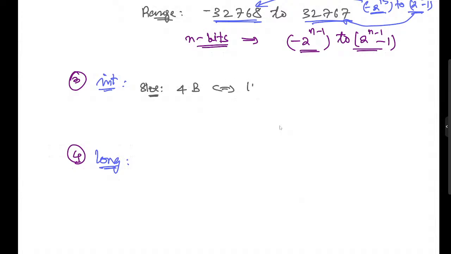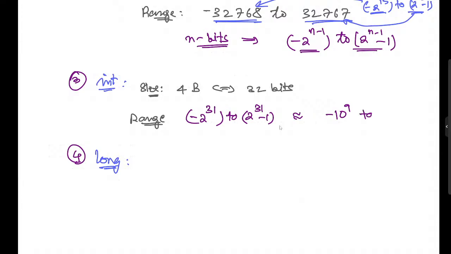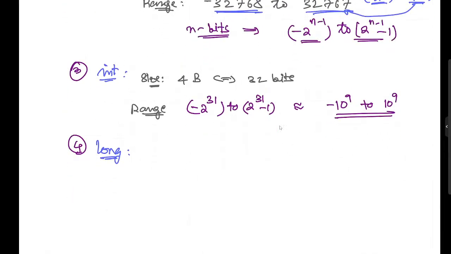Moving forward, we have a size of int as 4 bytes, and 4 bytes is almost 32 bits. With the formula that we have, the range that we will get is minus 2 power 31 to 2 power 31 minus 1. And this is very close to around minus 10 power 9 to 10 power 9. So that is the range here.